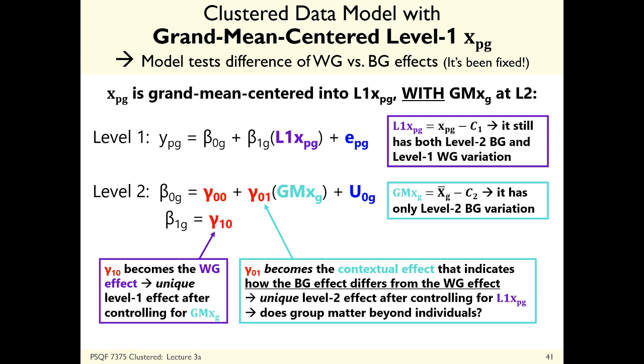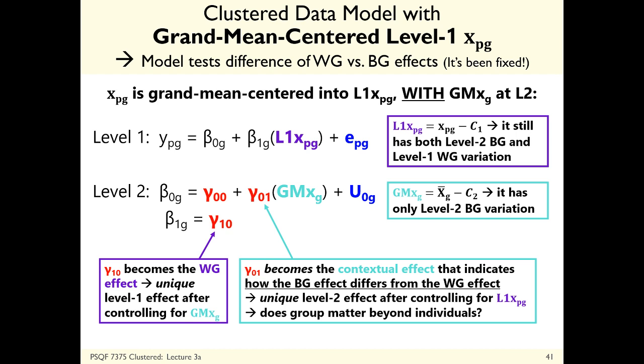Because the contextual effect is a different kind of level 2 effect. It is the extra effect of the group after controlling for the individual. I'll say that again. The contextual effect is the extra effect of the group mean after controlling for the individual. So that's the easier way to think about it. Mathematically, the contextual effect is the difference between the between group effect and the within group effect. So you can think of it either way.